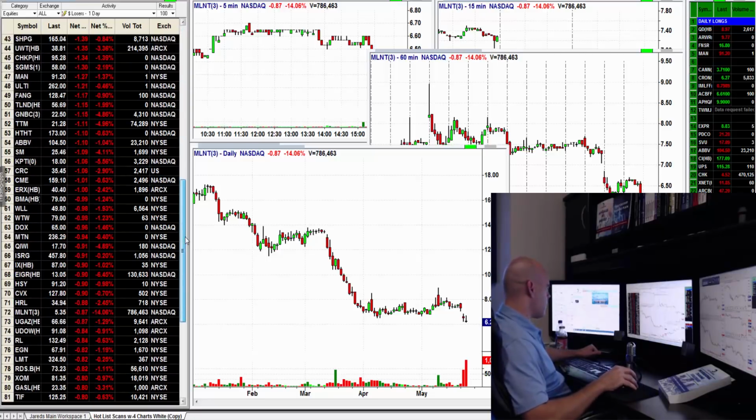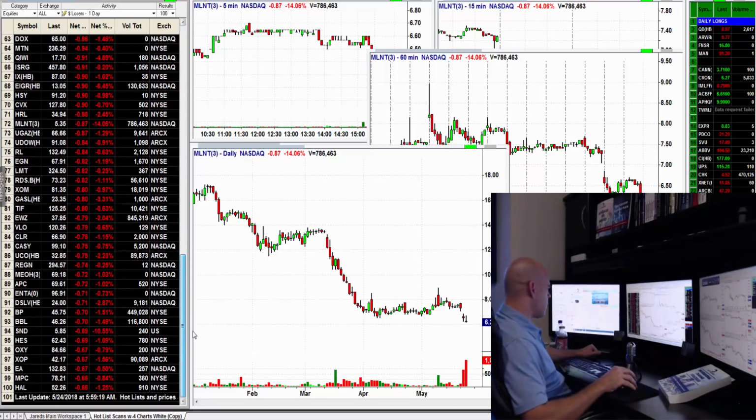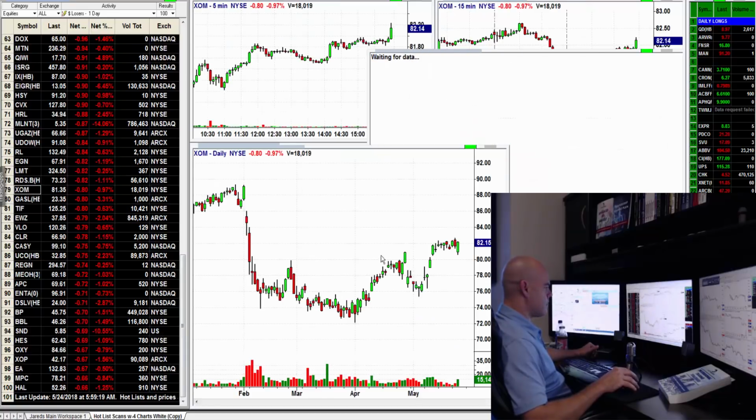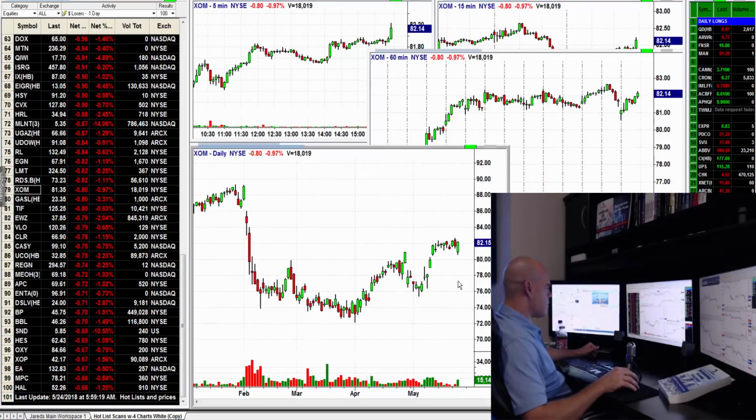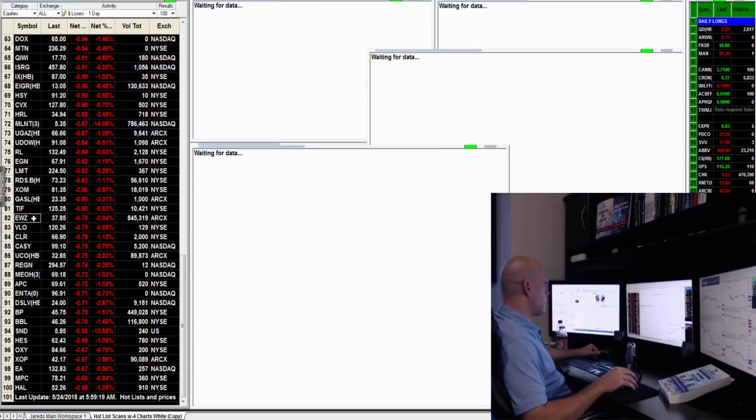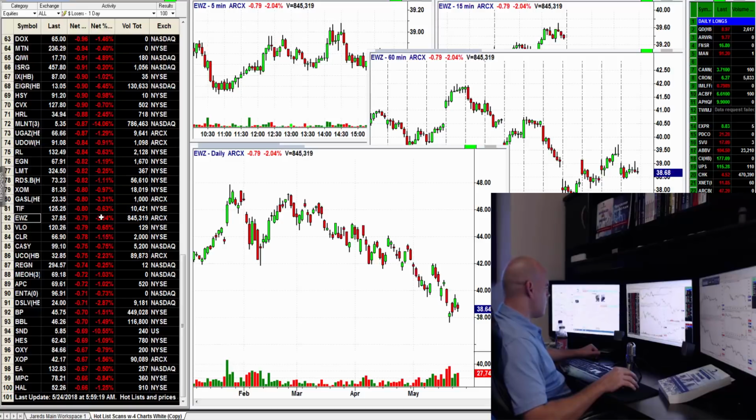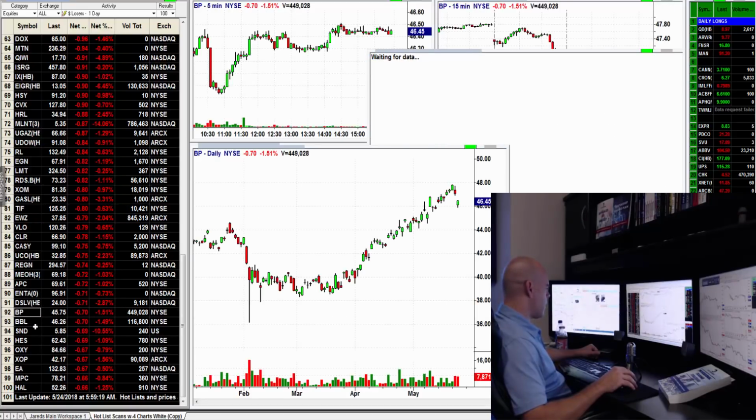Okay. Keep going down. ExxonMobil, take a look at that. Could be interesting, but it needs to get under 80.50, so if anything, it's on a backup. I believe this is an ETF, the EWZ. Not going to look at it. BP, I'll take a quick look there.